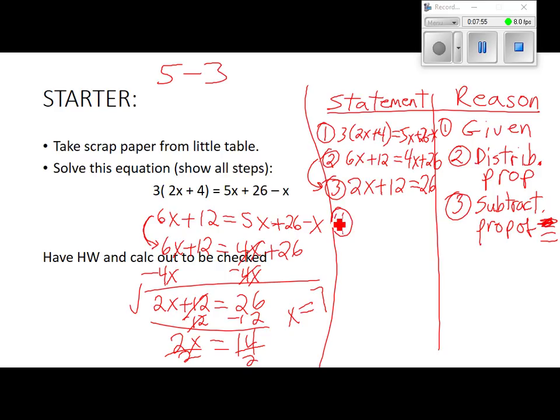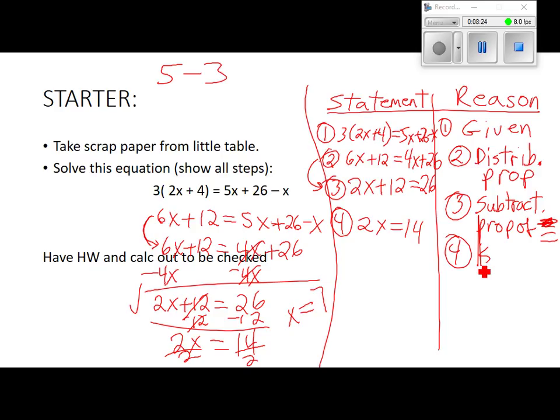What did we go to after we had 2x plus 12 equals 26? 2x equals 14. Now we got to give a reason. How did we go from this to that? What did we do? We subtracted 12 on both sides. Guess what you're going to write right here then? Subtraction property of equality.